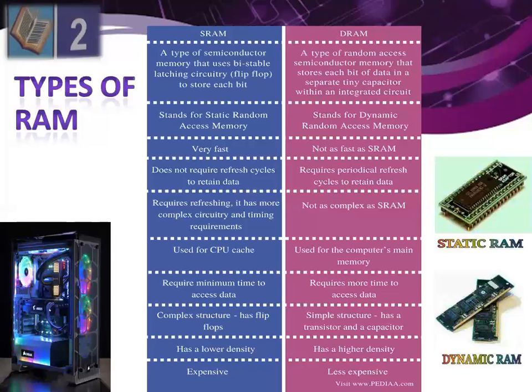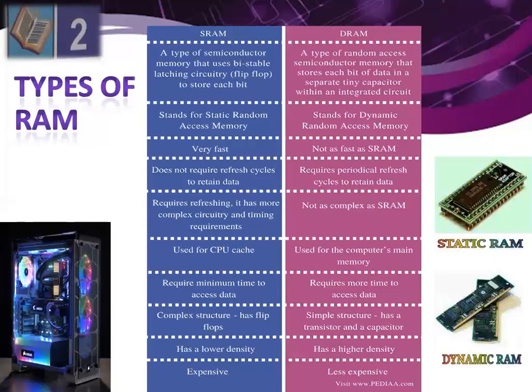SRAM has more complex circuitry and timing requirements. DRAM is not as complex as SRAM. SRAM is used for CPU cache. DRAM is used for the computer's main memory. SRAM requires minimum time to access data. DRAM requires more time to access data.